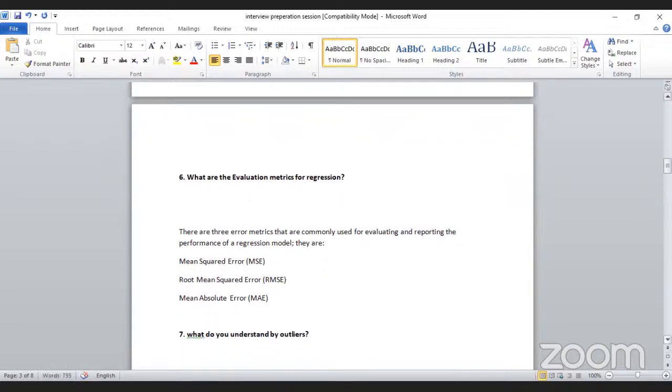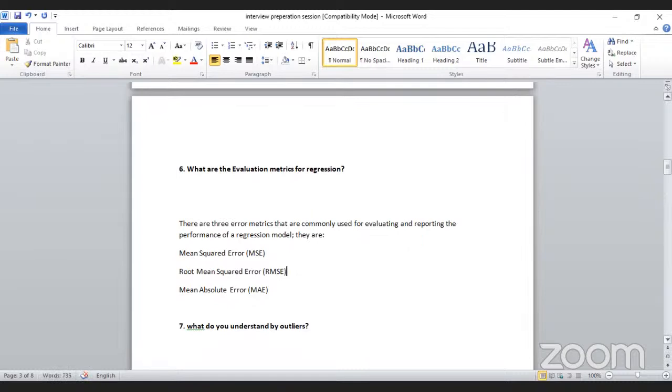Okay. So your next question is, what do you understand by outliers? So we have outliers in our data, right? What do you understand by outliers?